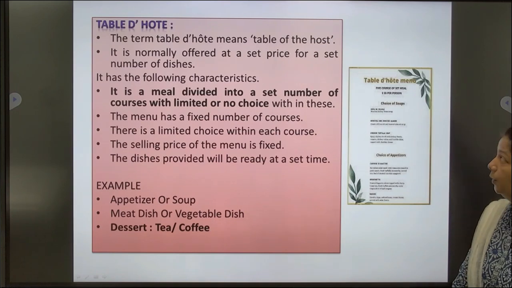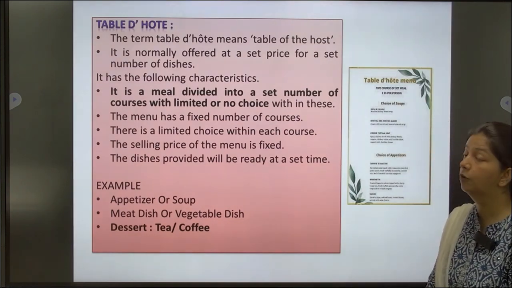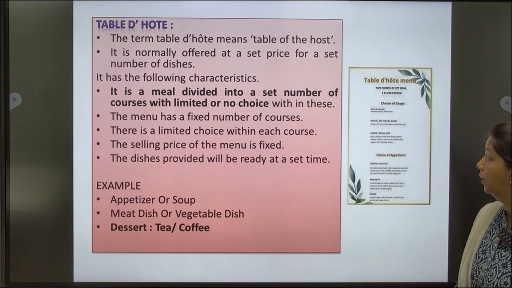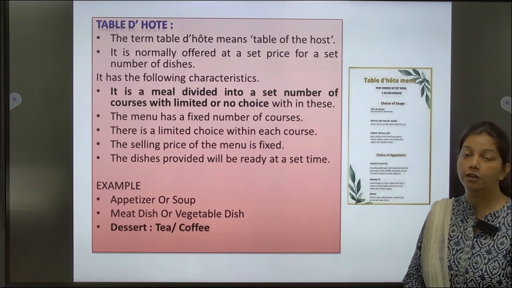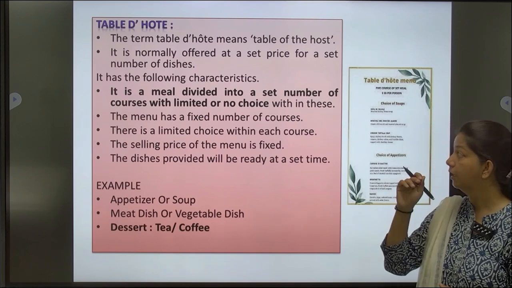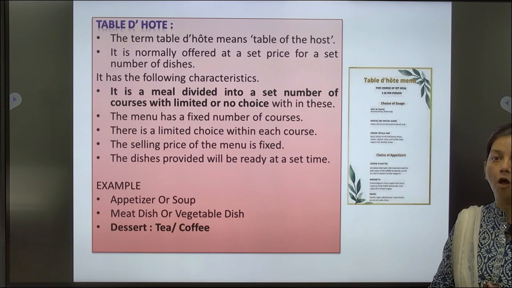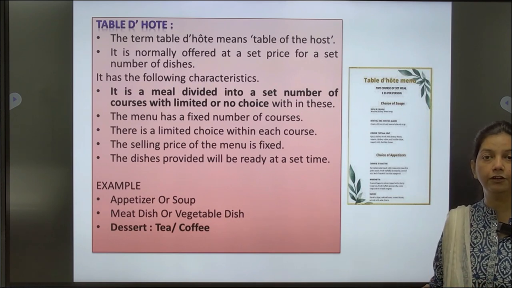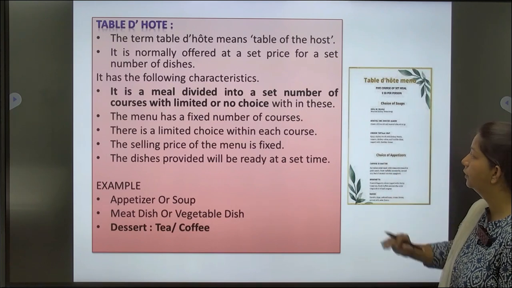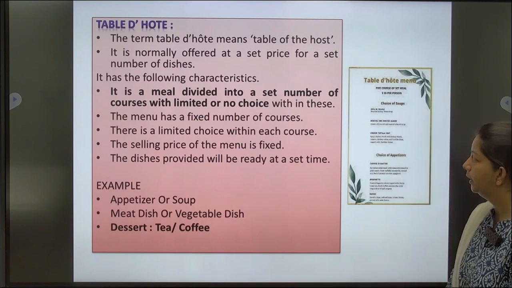Then table d'hote. Table d'hote is the table of the host. It normally offers a set price or a set number of dishes. There is less choice between the dishes, and the meal time, the serving time, is fixed. How much time the meal requires for preparation and serving is already fixed. And the same, the price is also fixed for the table d'hote menu.